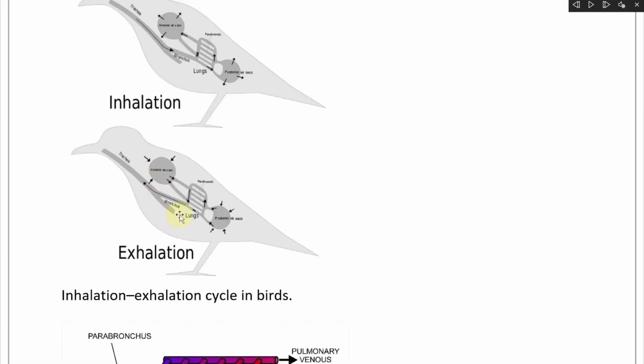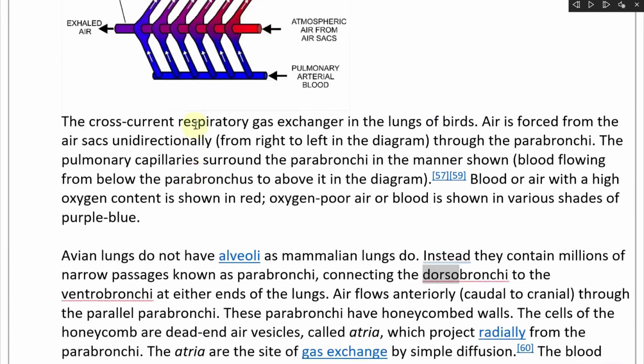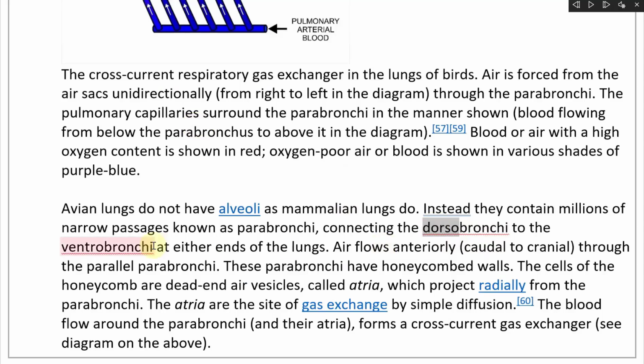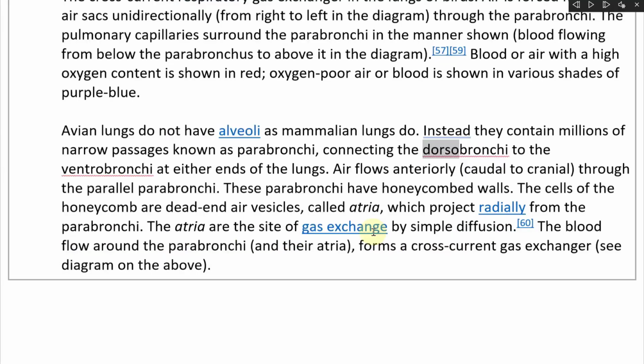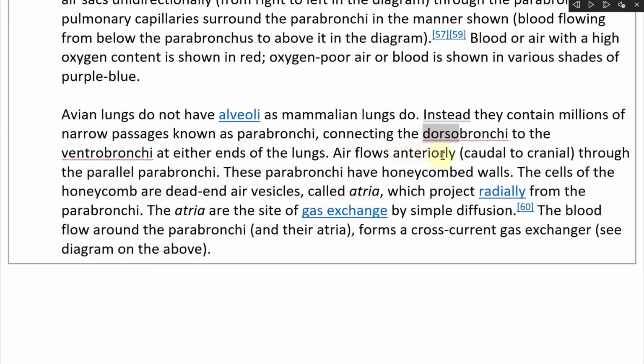So it connects the bottom right here to the top one, and you have millions of these. Whenever you see this diagram, it shows a few, but we're talking millions of these in the lungs. Yeah, so connecting the dorsobronchi to the ventral bronchi at either ends of the lungs. Air flows anteriorly, or caudal to cranial, so from the bottom to the top, and then through the parallel bronchi.